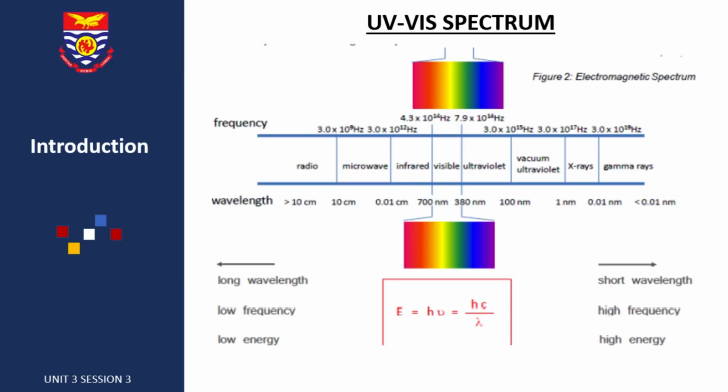So first of all, we will take a brief look at the UV-Vis spectrum, the ultraviolet visible spectrum. This is the electromagnetic spectrum comprising radio waves, microwaves, infrared, visible, ultraviolet, the vacuum, X-rays, gamma rays, but we are more concerned about the UV visible side. So ultraviolet visible, between 700 nanometers and 100 nanometers, is where the ultraviolet lights and the visible lights are. That's the range for this.